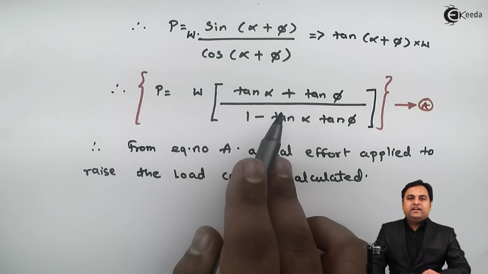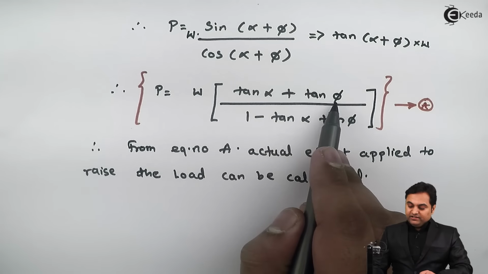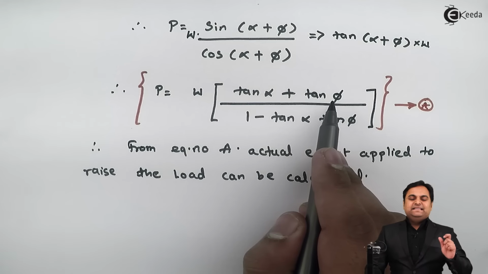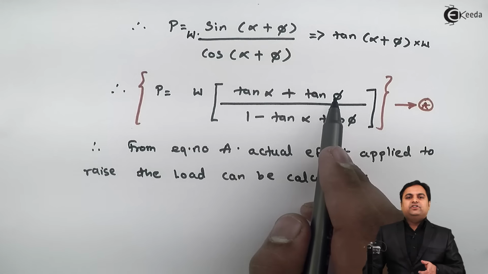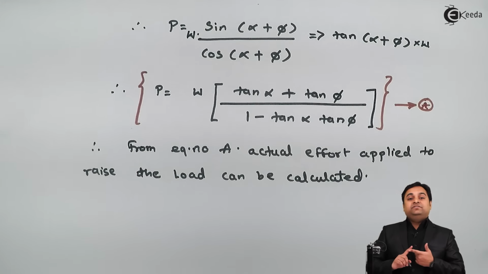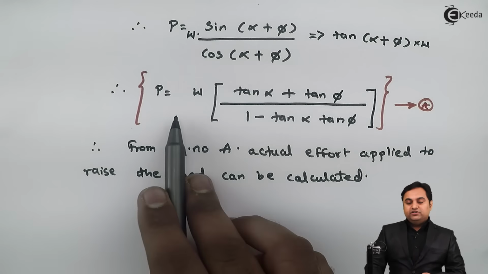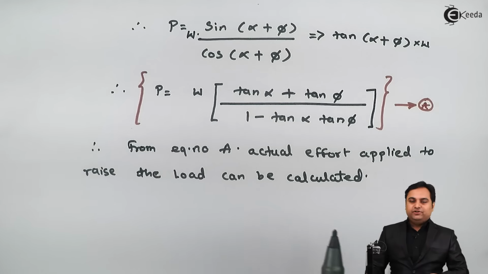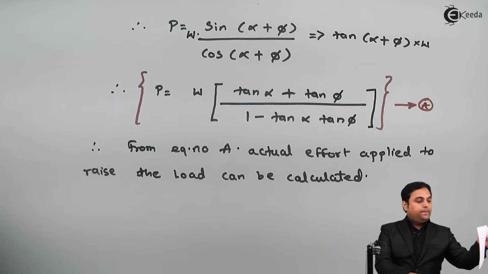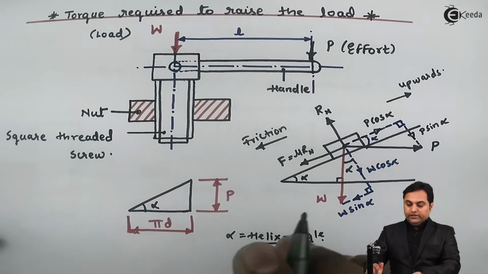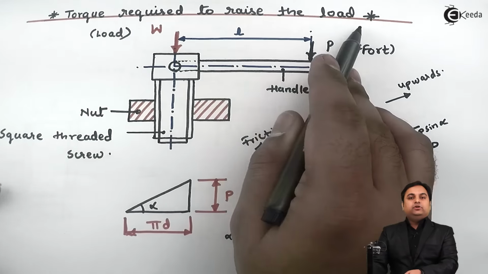And why it is called as actual effort? Because here we are considering tan phi and this indicates friction angle. So once we are considering the friction between screw and nut, then this effort becomes actual effort. So once we have actual effort, the derivation was about torque required to raise the load.